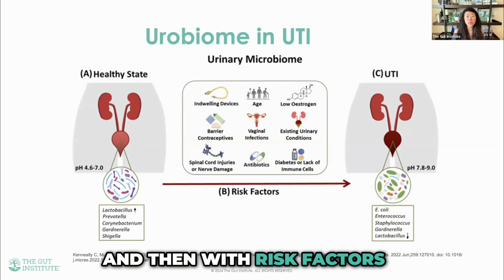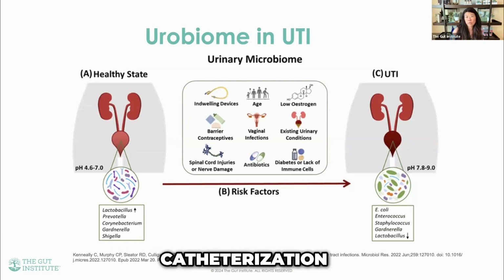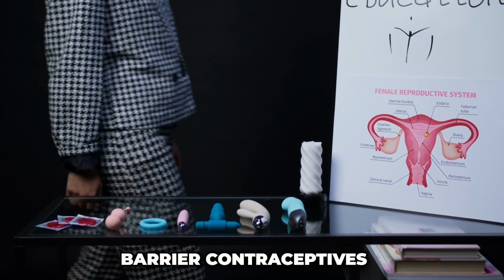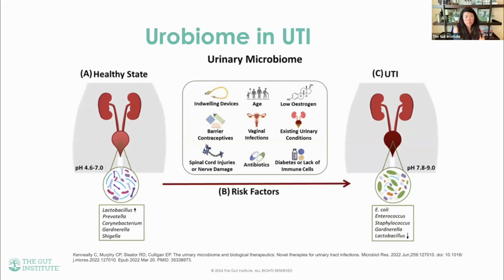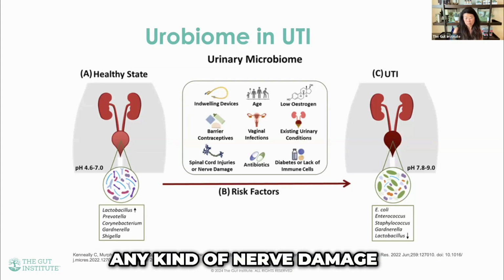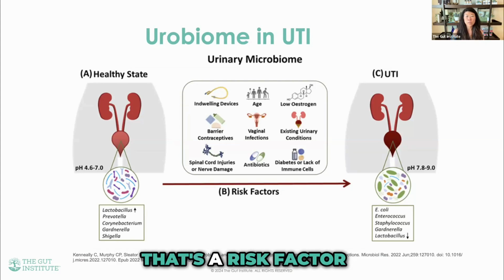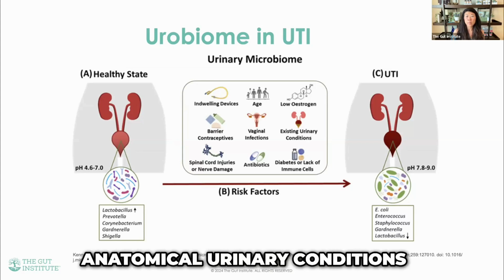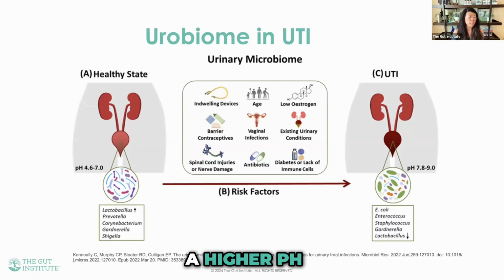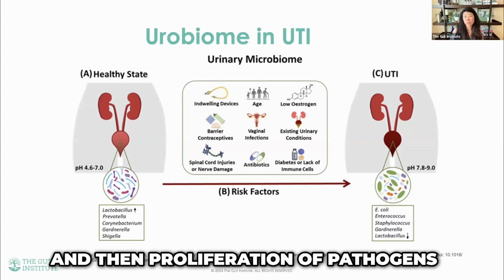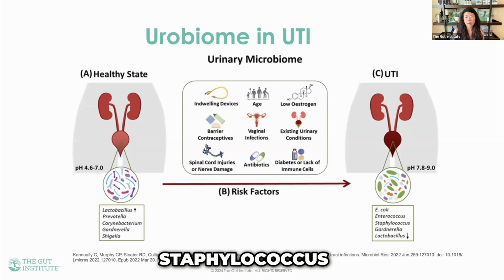And then the risk factors: low estrogen, age, catheterization, barrier contraceptives, IUDs included, spermicide-containing condoms, any kind of nerve damage, antibiotics of course, any kind of immunocompromised state or diabetes, lack of control of glycemia, and other pre-existing or anatomical urinary conditions. They will lead to a higher pH and then proliferation of pathogens, E. coli, Enterococcus, Staphylococcus, Gardnerella, and a reduction in keystone lactobacilli. And the pH can go up. It can be seen as high as 9.0.